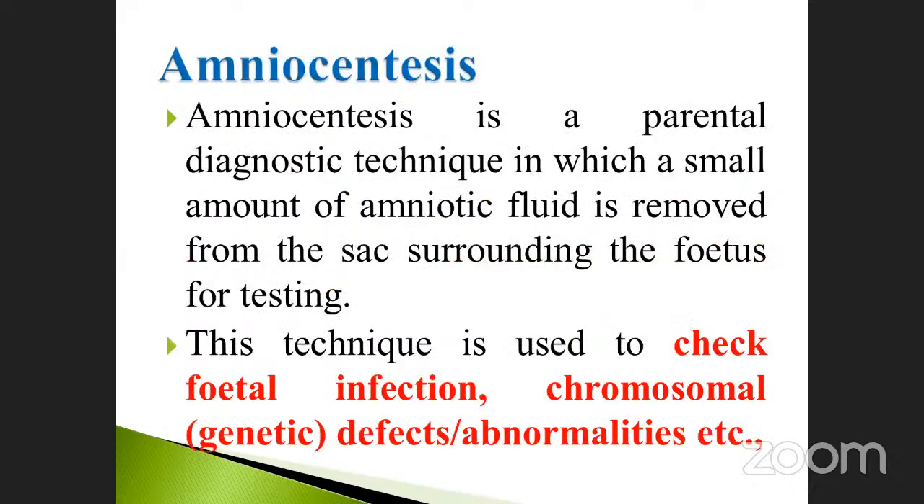Next one is amniocentesis. What is the meaning of amniocentesis? Amniocentesis is a prenatal diagnostic technique in which a small amount of amniotic fluid is removed from the sac surrounding the fetus for testing. Already we discussed that amniocentesis is nothing but the technique. Which fluid are they taking? Amniotic fluid is taken. From where? From the sac surrounding the fetus for testing.